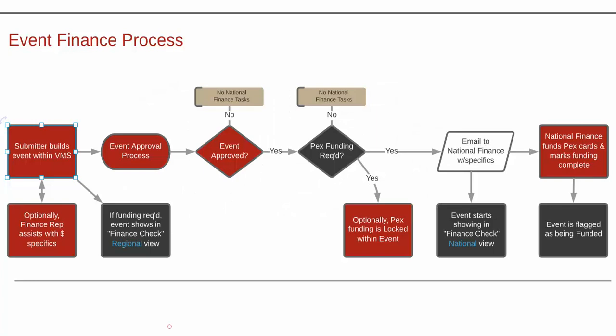The event finance process of course starts with the submitter building an event inside the VMS, and optionally working with one of the finance reps for their region depending on where they are geographically. As soon as there's any type of funding involved, it's going to also show up on the finance check regional views that are listed inside of the VMS under the view dropdowns.